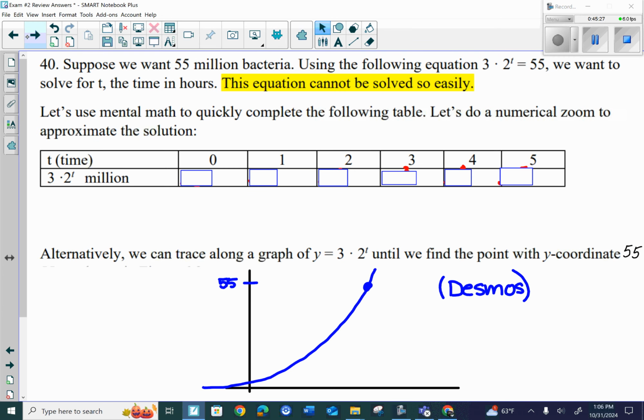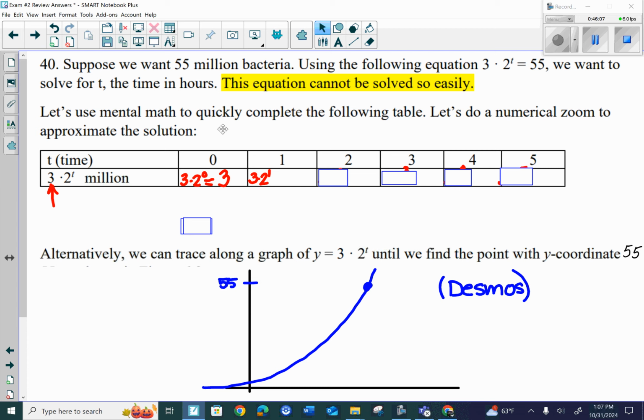Number 40, it's the same problem, except now we want 55 million bacteria. That doesn't come out as nicely because when you divide both sides by 3, you don't get a nice number. That's a power of 2. So we're thinking about this one numerically, okay? If we put 0 into this equation, 3 times 2 to the 0 is going to give me 3 times 1, which is 3. So 3 million bacteria initially. And that makes sense because we see that's the initial value.